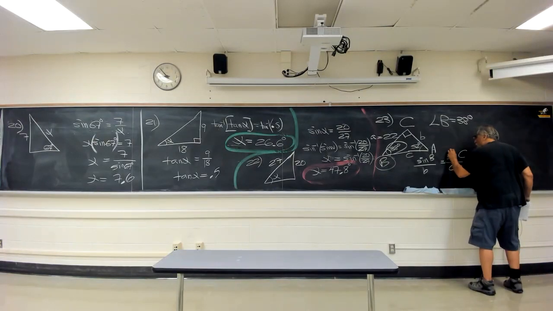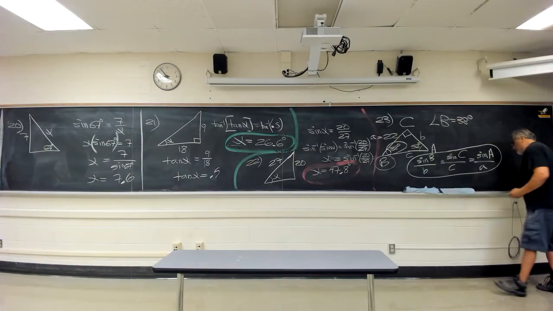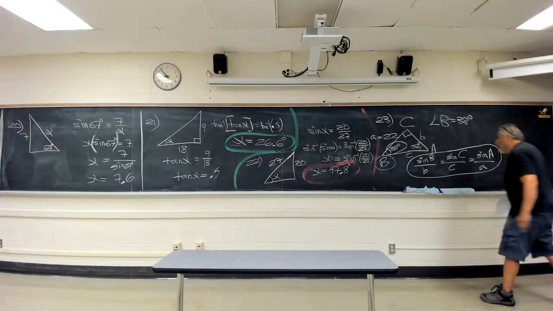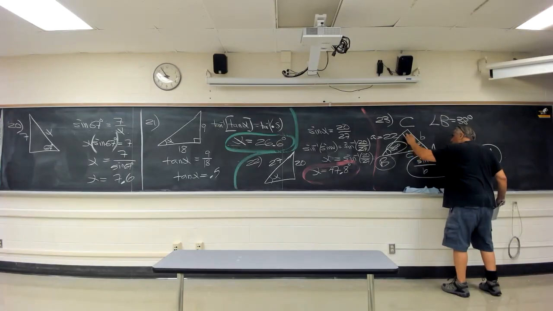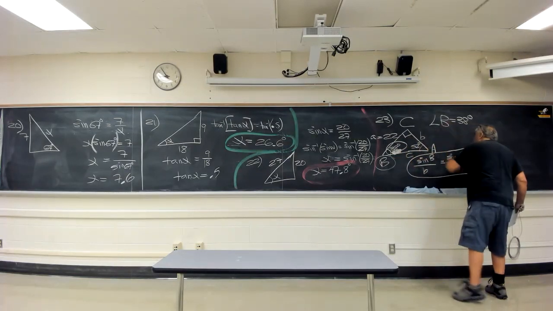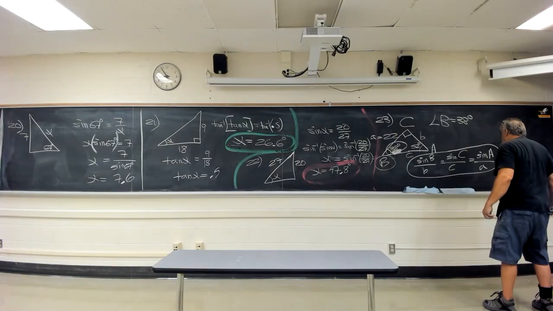Now, we already know that if you sum all the angles of any triangle, they have to add up to 180. If this is 90 degrees and this is 52 degrees, you add them together, 90 and 52 is 142. 142 plus 38 gets you to where you want to go. So angle B is 38. The other ones are going to be pretty interesting to do.